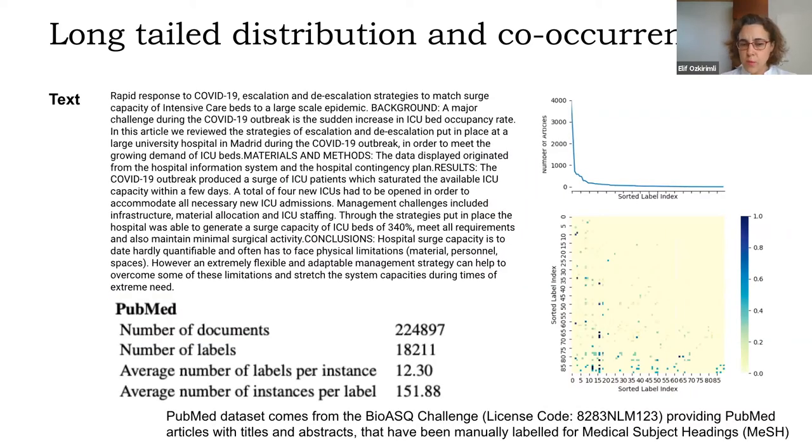The other data set that we used was PubMed. This PubMed data set actually comes from the BioASQ challenge, which we participated in and was really successful, providing PubMed articles with titles and abstracts that have been manually labeled for MeSH. A similar case is observed here, where the number of articles versus label index is very imbalanced, and there are several labels that co-occur with each other.